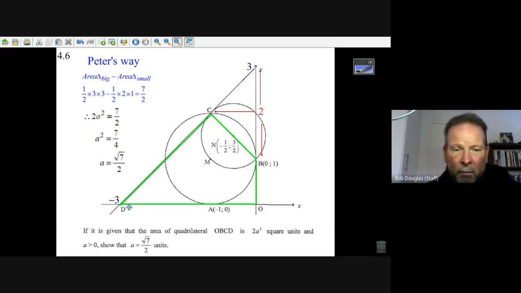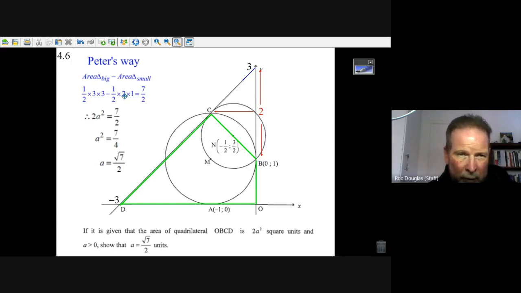And how does that work? Okay, 1/2 of 3 times 3. And now this triangle goes from 1 all the way up to 3. That would have a base of 2. And the perpendicular distance to C here is just 1. You see, the coordinates of C are -1, so it's 1 to the left. So the area of the smaller triangle is 1/2 the base of 2 times the perpendicular height of 1.